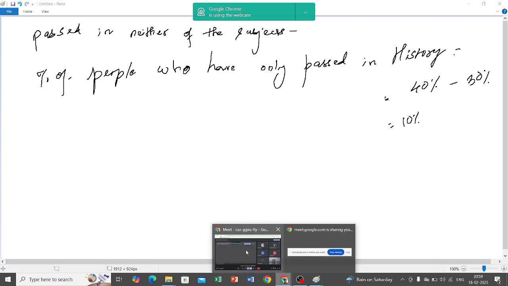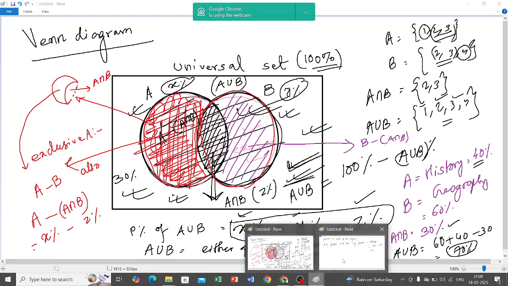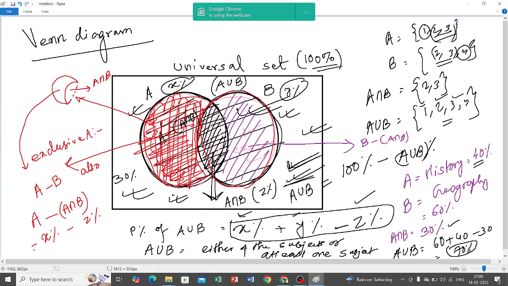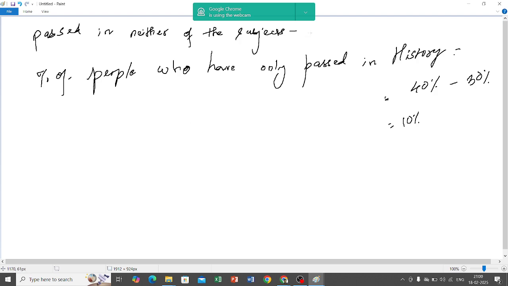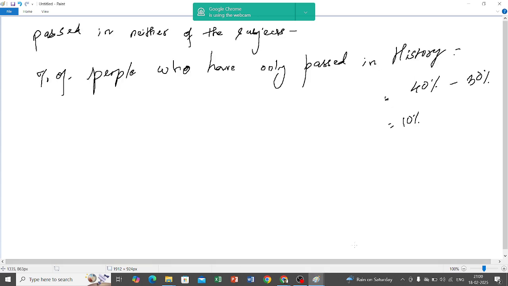Yes, sir, understood. What did you say about that neither of the subjects? Which one? Neither? I did not say neither. Okay, which one did I say neither for? First we did A union B. So A union B means percentage of people who have passed in either history or geography. That means in history or geography or both. So that is 70%. Sorry, I left that. So percentage of people who have passed neither of the subjects. Neither of the subjects means this empty portion, which is 30%.